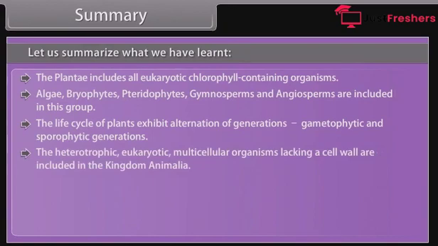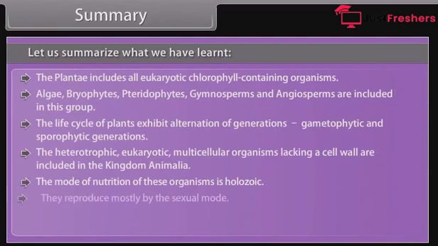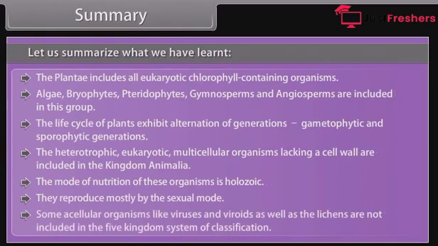The heterotrophic eukaryotic multicellular organisms lacking a cell wall are included in the kingdom Animalia. The mode of nutrition of these organisms is holozoic. They reproduce mostly by the sexual mode. Some acellular organisms like viruses and viroids as well as the lichens are not included in the five kingdom system of classification.